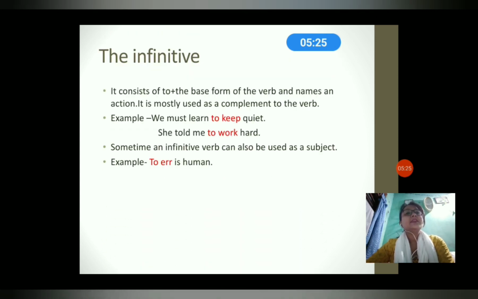Okay, so these are the three kinds of non-finite verbs, and you have learned about the finite verb. In the next class we will try to solve the questions.